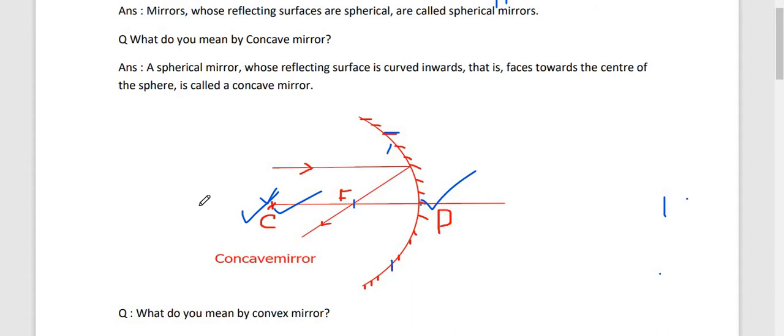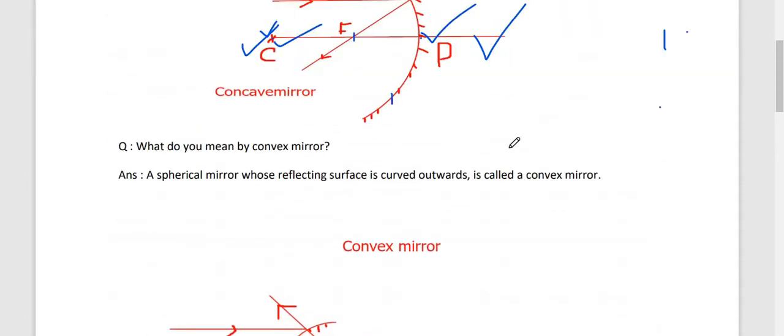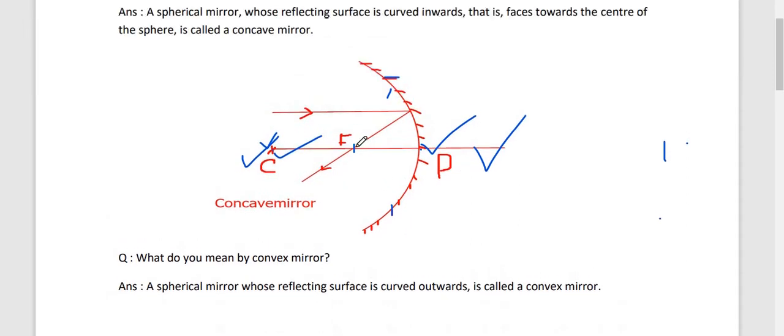If you join the center and the pole by a straight line, then that straight line is called the principal axis. That means the straight line which passes through the center of curvature and the pole is called the principal axis. So this is the principal axis here in case of concave, and this is the principal axis in case of convex. Now the most important concept is focus.